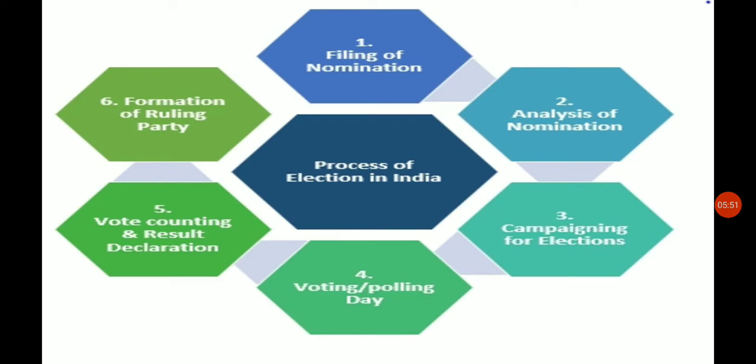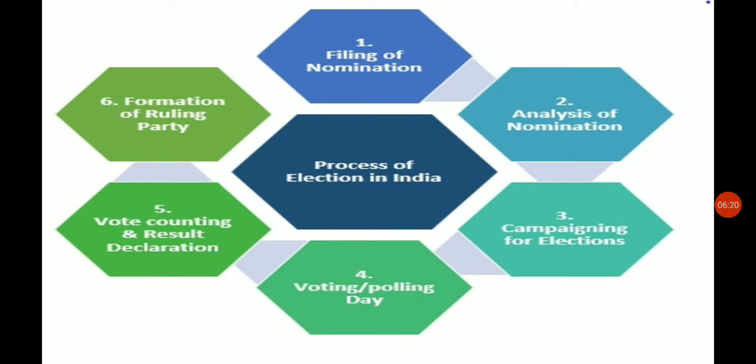Different parties come together, or they are alone, and which one is the victor and which is the loser will be declared in the result. And then in the sixth step, after winning, they will form the party, they will be the ruling party. In the same way, we have this in the central government as well as in the state.